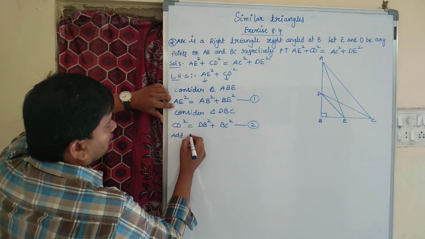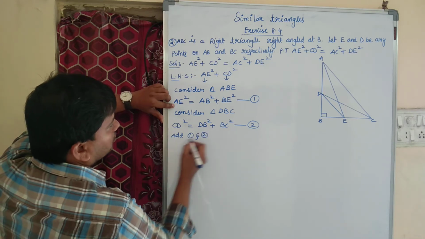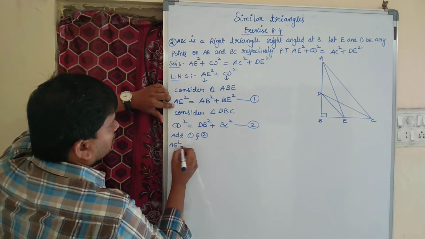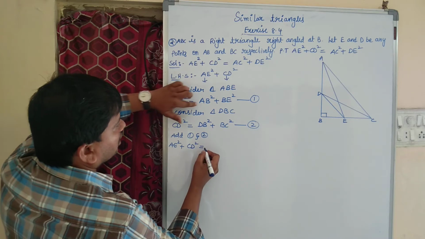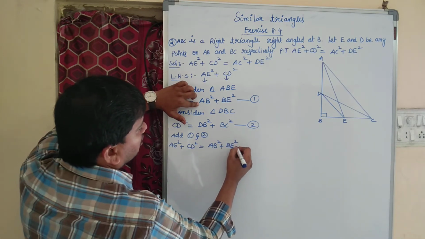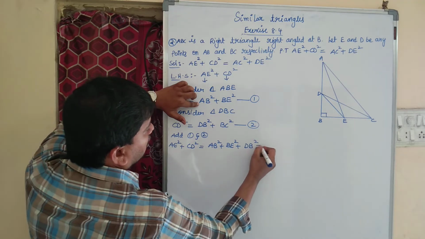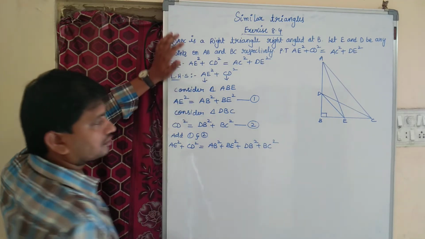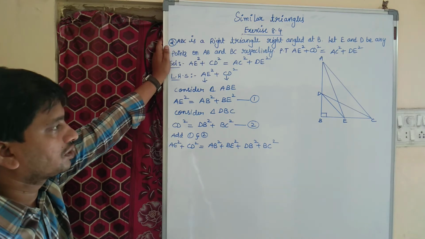Add 1 and 2. 1 is AE, 2 is CD. Here the left hand side is AB square and BE square. Here DB square and BC square. Right?